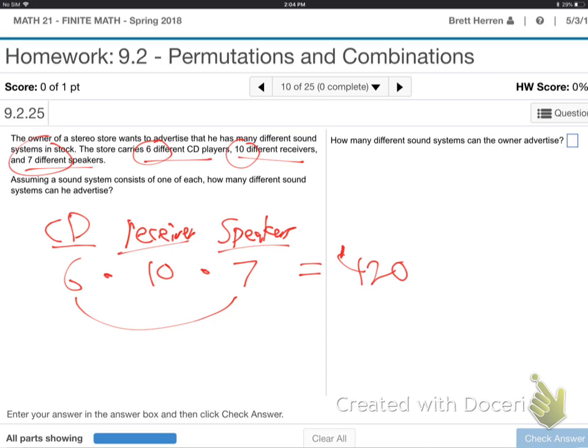Make sense? I call that decisions and options kind of thinking. If you were going in there to pick a sound system, you'd have to make your first decision, which CD player am I going to get? There's 6 options. Your next decision, which receiver am I going to use? 10 options. Your third decision, which speaker? 7 options. So for every decision, you just put the number of options and you multiply them. Okay.